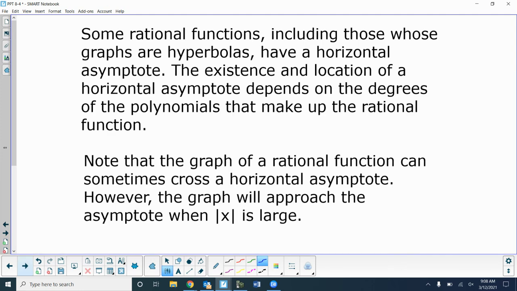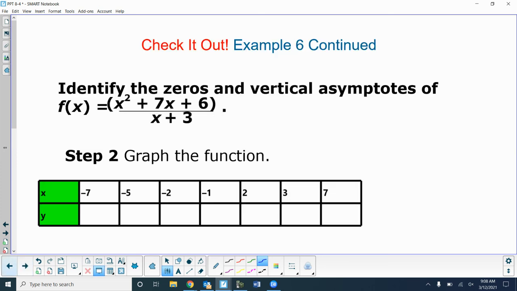Some rational functions, including those whose graphs are hyperbolas, have a horizontal asymptote. The existence and location of a horizontal asymptote depends on the degrees of the polynomials that make up the rational function. What were the degrees of that?